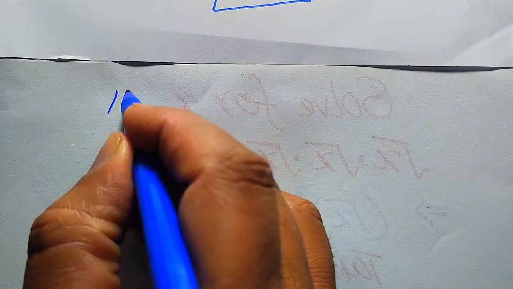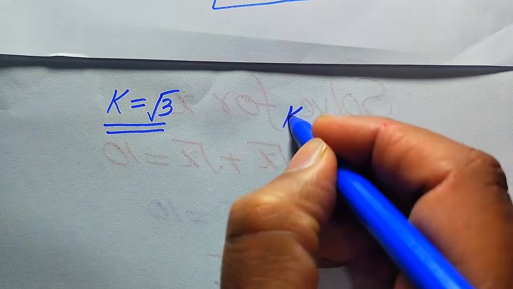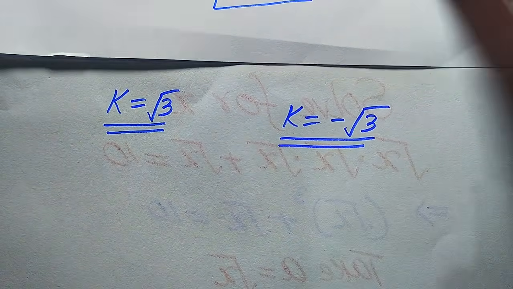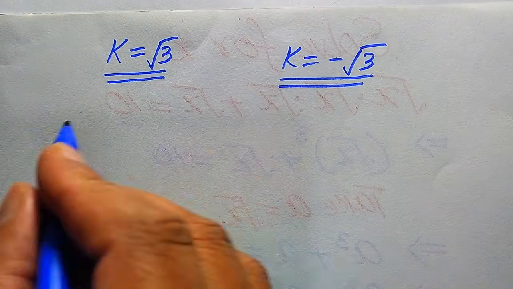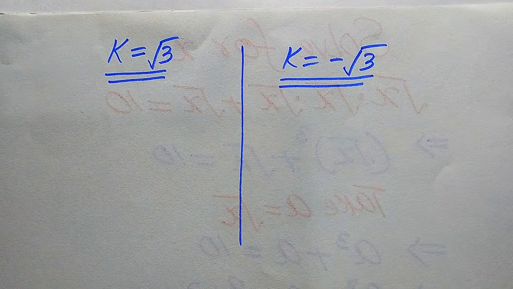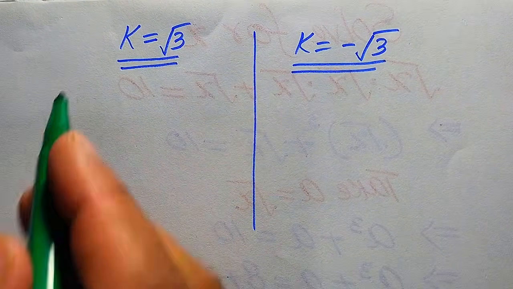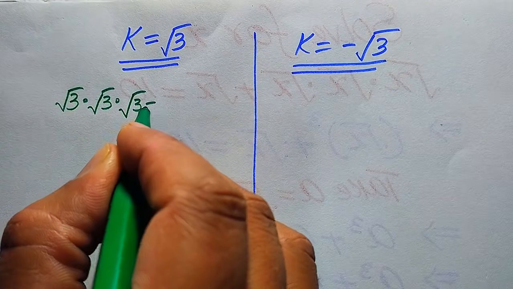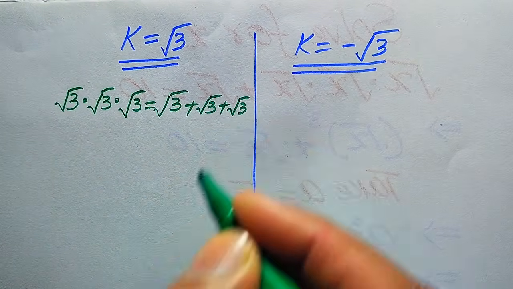So for the other two roots, on this side we will verify k equals square root of 3, and on this side we will verify k equals minus square root of 3. So for these two values of k, we substitute the above values of k on both of the sides. When you put this value, it will be written in this form. We have square root of 3 multiplied by square root of 3 multiplied by square root of 3 equals square root of 3 plus square root of 3 plus square root of 3.